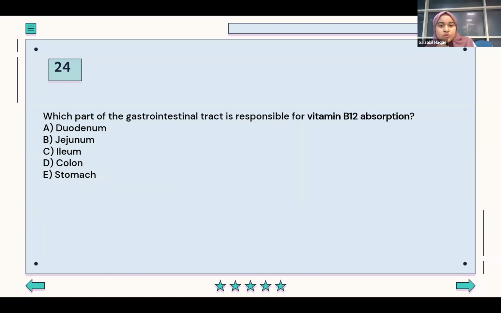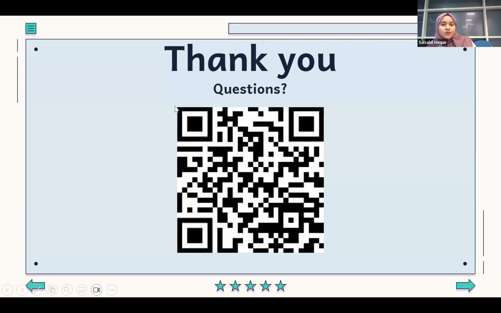Okay. All right, I think this is one of the last questions. Which part of the GIT is responsible for B12? I think we already talked about this. So you mentioned C, and the answer is C. So terminal ileum is responsible for B12. You are right.